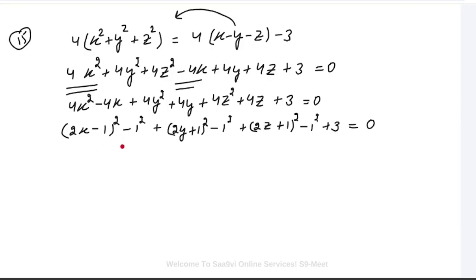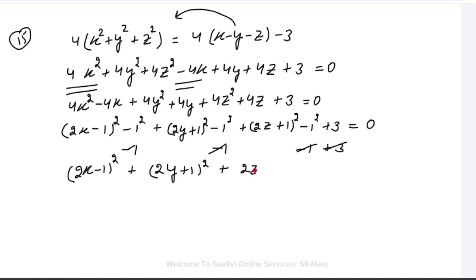Now this minus 1 square is minus 1 minus 1 minus 1, and that is equal to plus 3. So all these get cancelled. So we are left with only (2x minus 1) whole square plus (2y plus 1) whole square plus (2z plus 1) whole square. Now that is equal to 0.